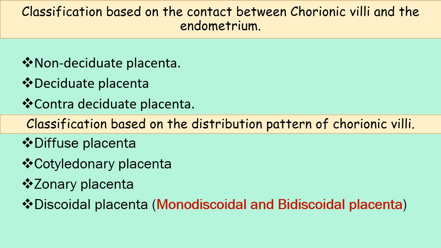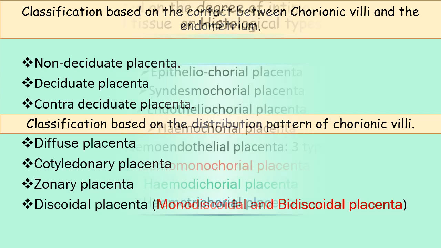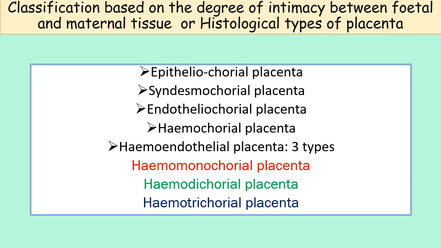Now come to the other basis of classification of the placenta. Placenta may be classified based on the contact between chorionic villi and the endometrium. Based on this, they may be of three different types: non-deciduate placenta, deciduate placenta, and contradeciduate placenta. However, placenta may also be classified based on the distribution pattern of chorionic villi in different mammals, and the pattern of distribution of the villi varies from species to species, and accordingly it may be classified into diffuse placenta, cotyledonary placenta, zonary placenta, and discoidal placenta. Discoidal placenta may be monodiscoidal and bidiscoidal placenta.